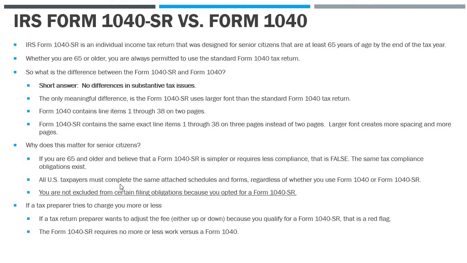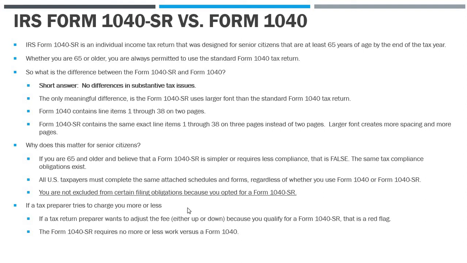So all U.S. taxpayers must have the same attached schedules and forms, regardless of whether you're using the 1040 or the 1040-SR. So schedules 1, 2, 3, Schedule A, Schedule B, Schedule C, D, everything. Every schedule that you would need with a Form 1040 filing, you're going to need with a 1040-SR filing, period. Right, so you're not excluded from those filing obligations simply because you opted to use the senior citizen or the SR filing.